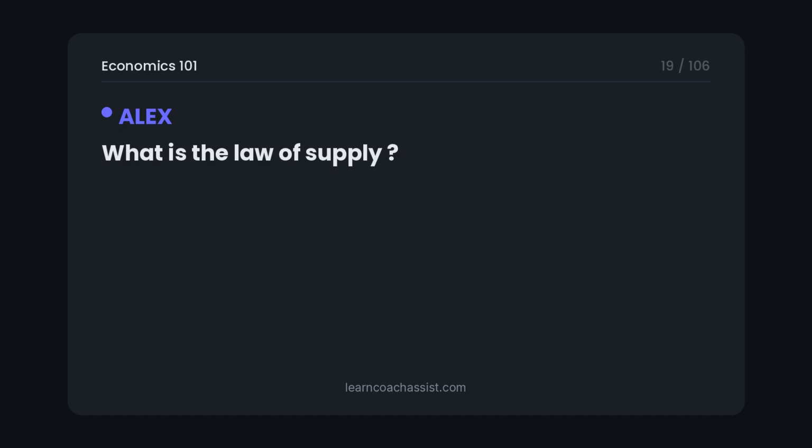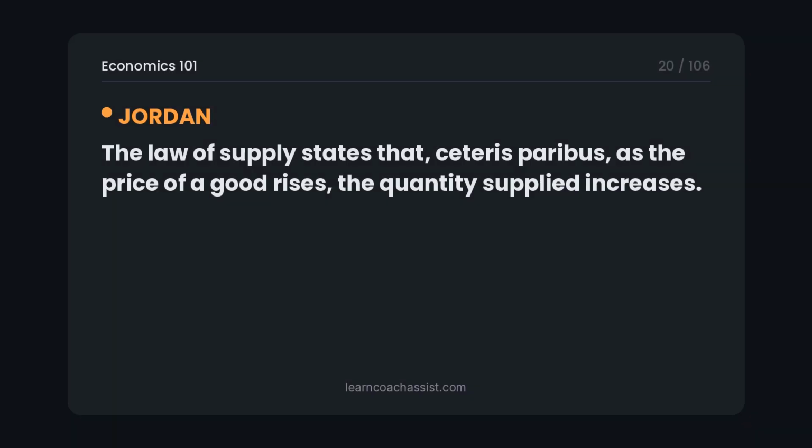What is the law of supply? The law of supply states that, ceteris paribus, as the price of a good rises, the quantity supplied increases.